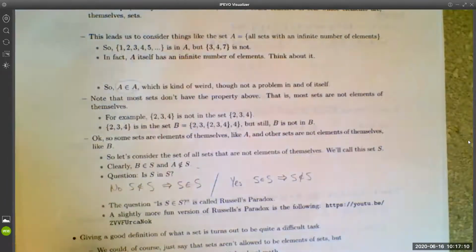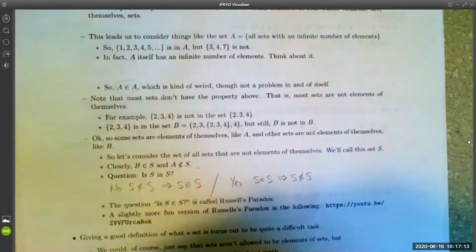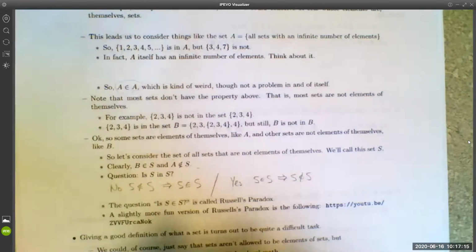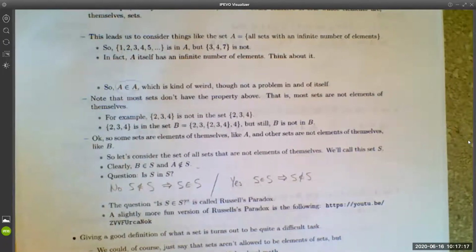If your brain is melting right now, that's normal. This is a difficult concept to wrap your brain around at first. But grab yourself a bowl of ice cream, sit in a comfy armchair, and ponder this for a little bit. It's kind of an interesting thing to think about. And yeah, you arrive at this contradiction.